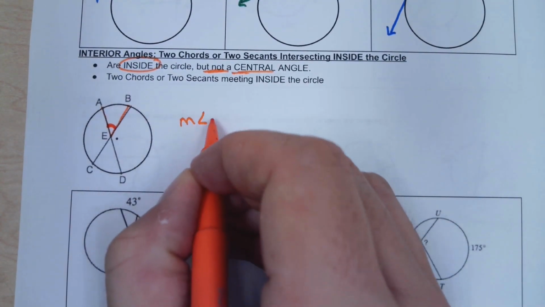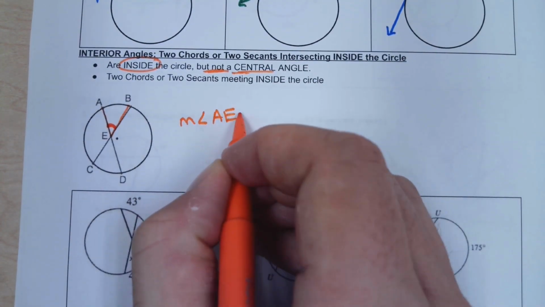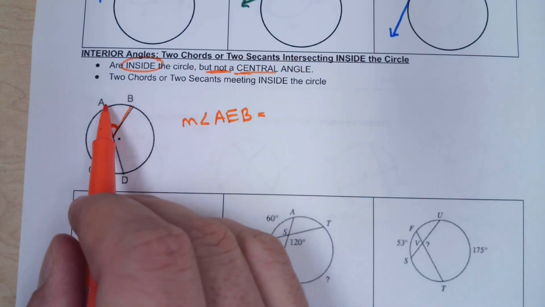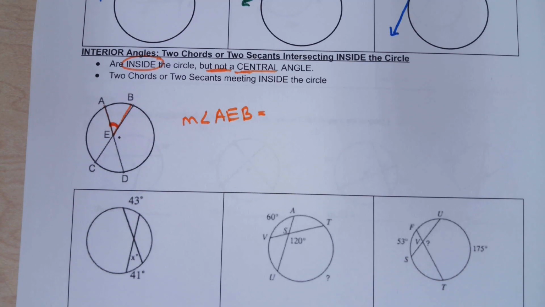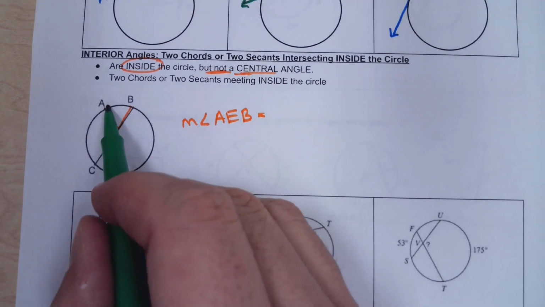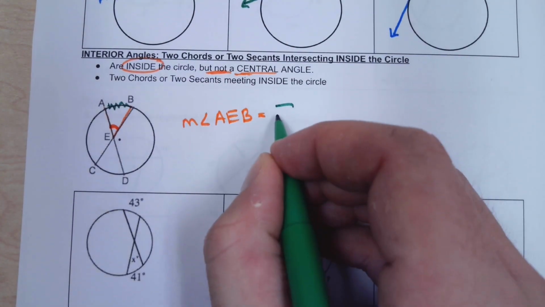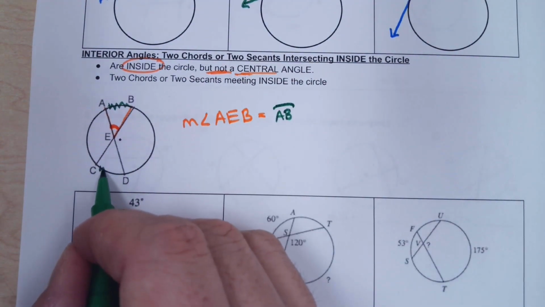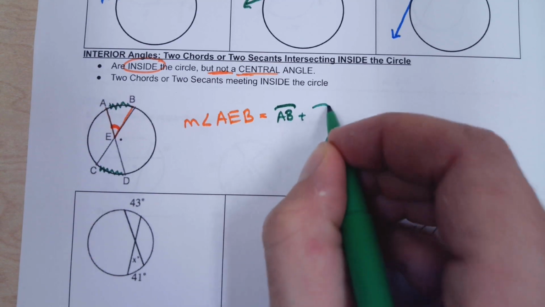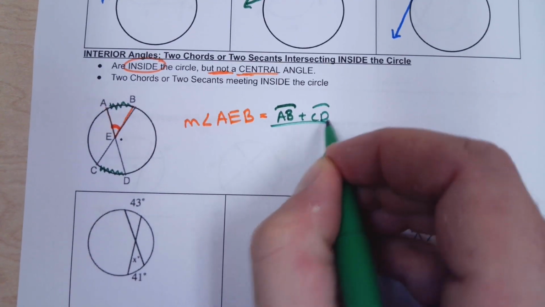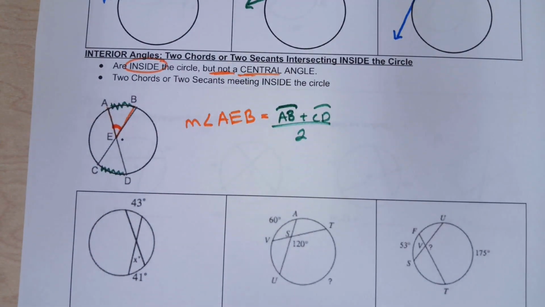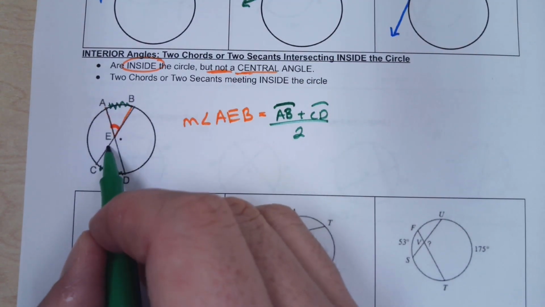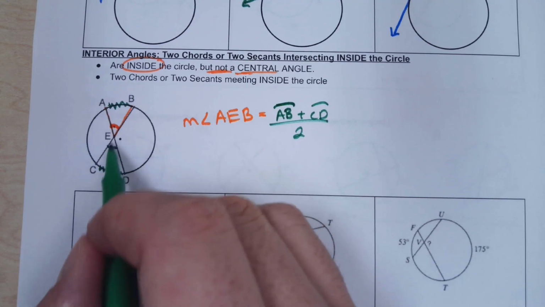So the measure of angle AEB is equal to this arc, I'll use a different color, arc AB, plus arc CD, and we're going to divide that by 2. So it's the average of those two arcs. And that's going to give me this and this, because these are vertical angles.